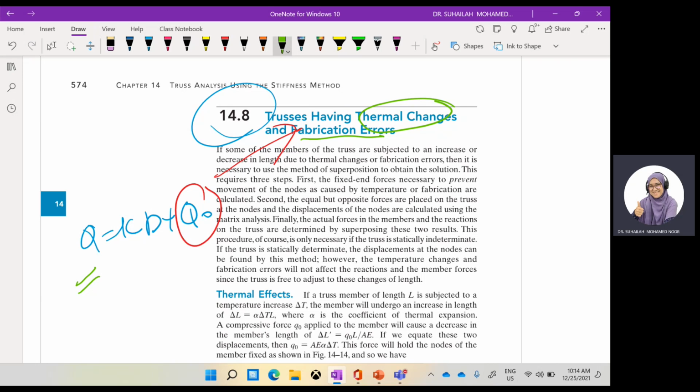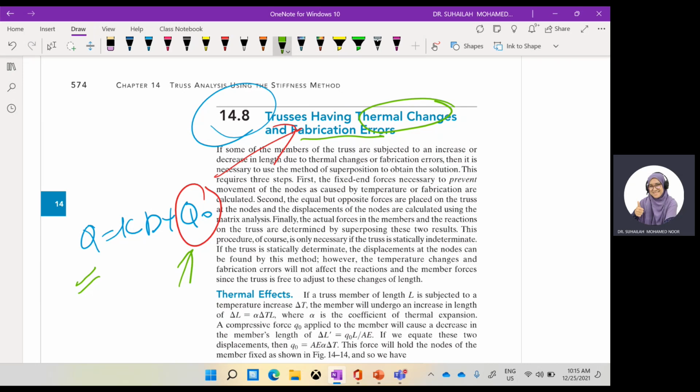Try to understand it like this. Thermal changes affect the whole structure, not only the joint. When we consider thermal changes, the whole member or element gets the effect, not only the joint. That's why it is under Q naught, not Q. The same goes for fabrication error.